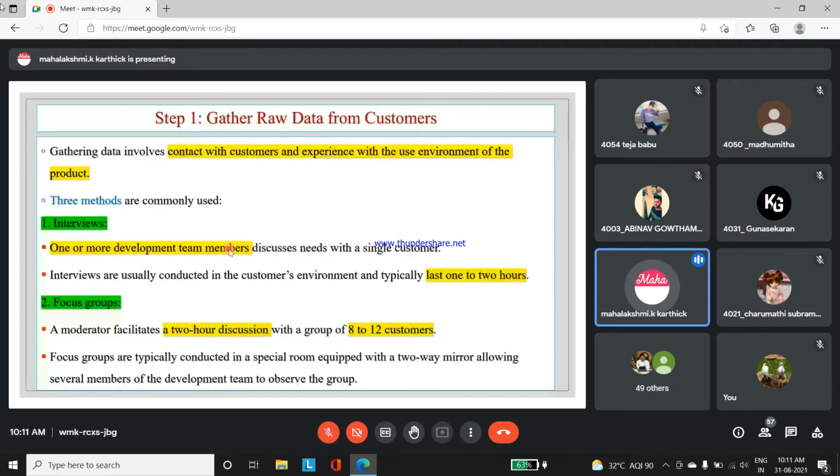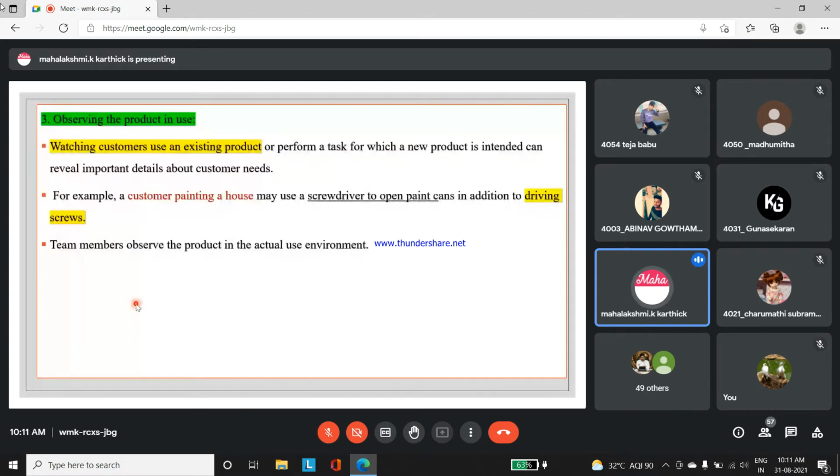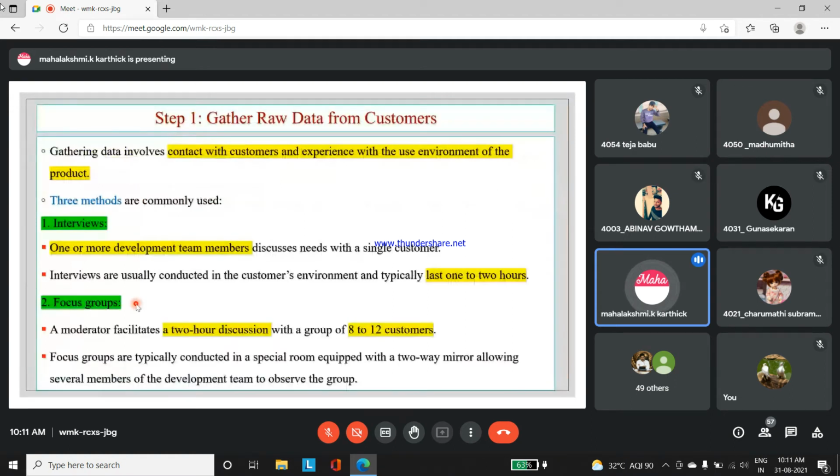Of the 3 methods, the first method is interviews. The 3 methods are interviews, focus group, and observing the product in use. The first one is where one or more development team members discuss with a single customer. Interviews are usually conducted in the customer environment and typically last for 1 or 2 hours. They ask more questions and clarify more doubts regarding your products through interviews.